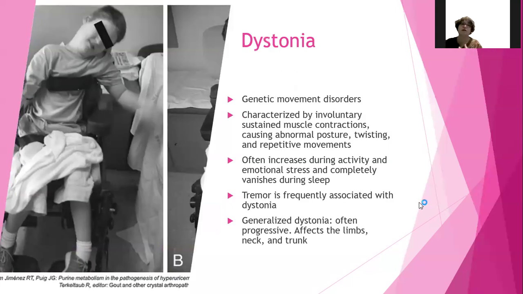So dystonia is often a genetic disorder characterized by involuntary sustained muscle contractions, causing abnormal posture, twisting, and repetitive movements. It often increases during activity and emotional stress, and completely vanishes during sleep. And tremor is frequently associated with dystonia. Generalized dystonia is often progressive and affects the limbs, neck, and trunk.